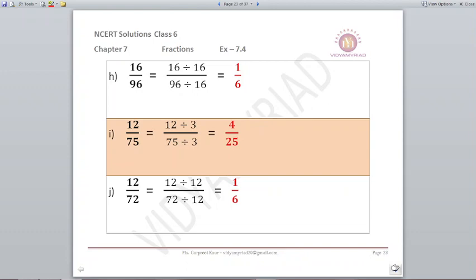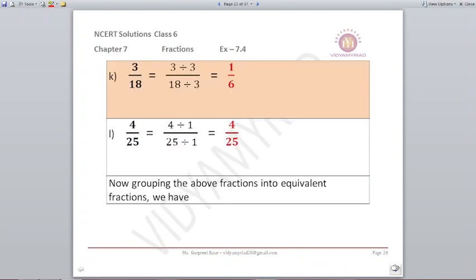12 upon 72. 72 goes on 12 table. You should know tables thoroughly, so it becomes easier for you to do. It becomes 1 upon 6 as your fraction. 3 upon 18. So it is 3 table. It becomes 1 upon 6. 4 upon 25 cannot further be split. So answer will remain 4 upon 25.